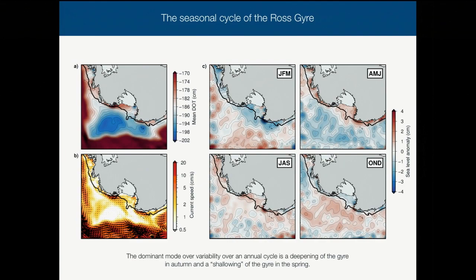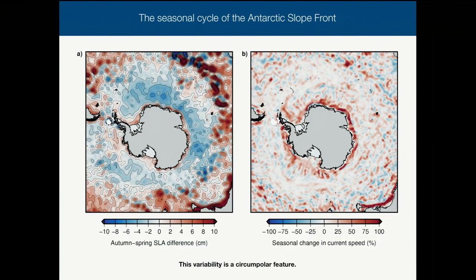And so there's this seasonal rocking back and forth that tends to strengthen the Antarctic slope current in the fall and weaken it in the spring. And you actually do this all the way around Antarctica, and you can see that this is a circumpolar feature. So this is the change in sea surface height between autumn and spring, and what you see is that in autumn, all the way around Antarctica, you have this intensification of the Antarctic slope front. And if you look at the seasonal change in the speed of that current, it's up to 100% faster in the fall than it is in the spring, all the way around Antarctica. Okay, and we've never been able to look at the temporal change in these properties on these sorts of timescales before.